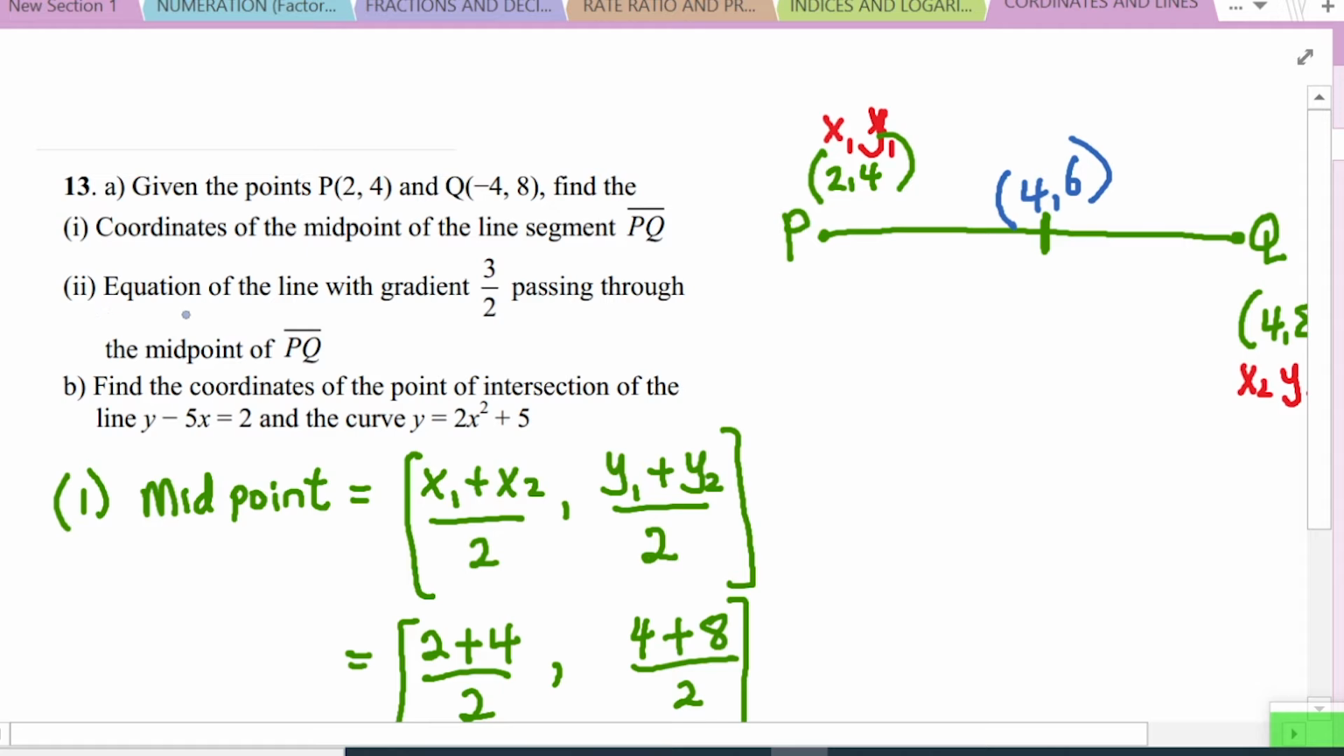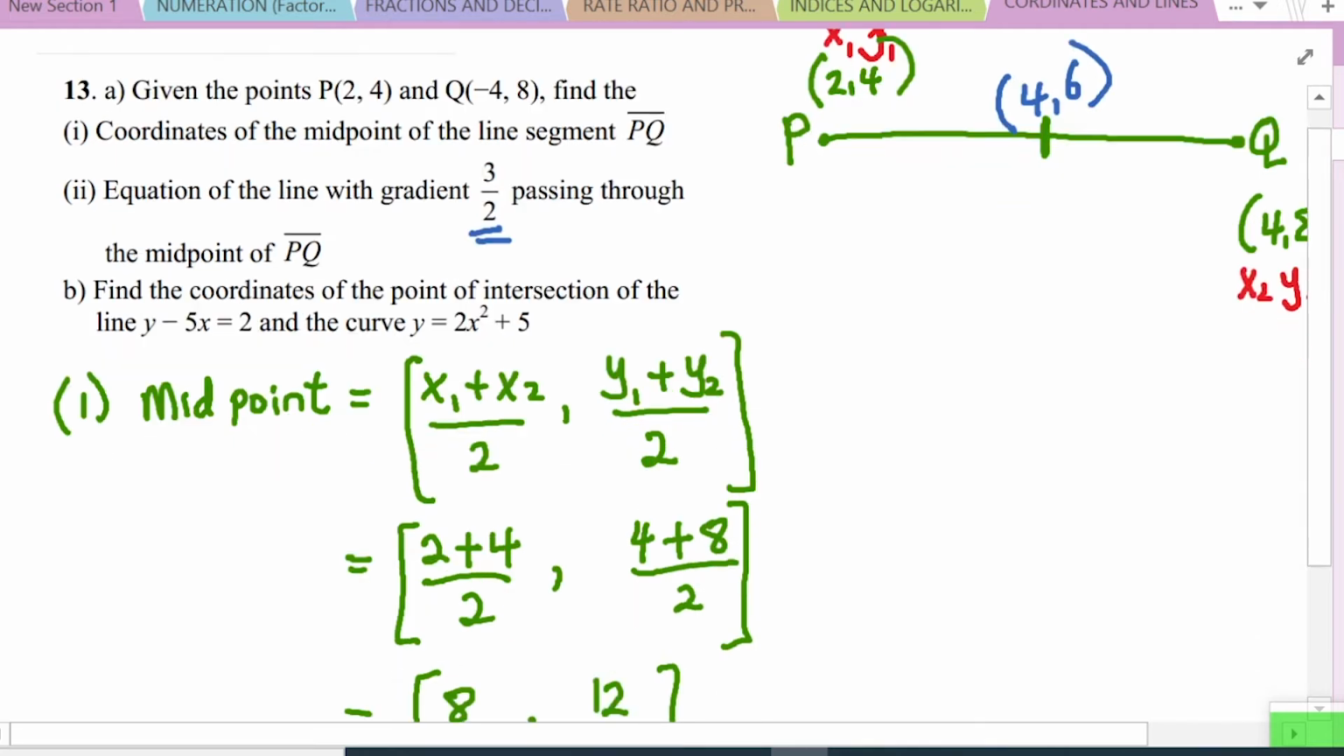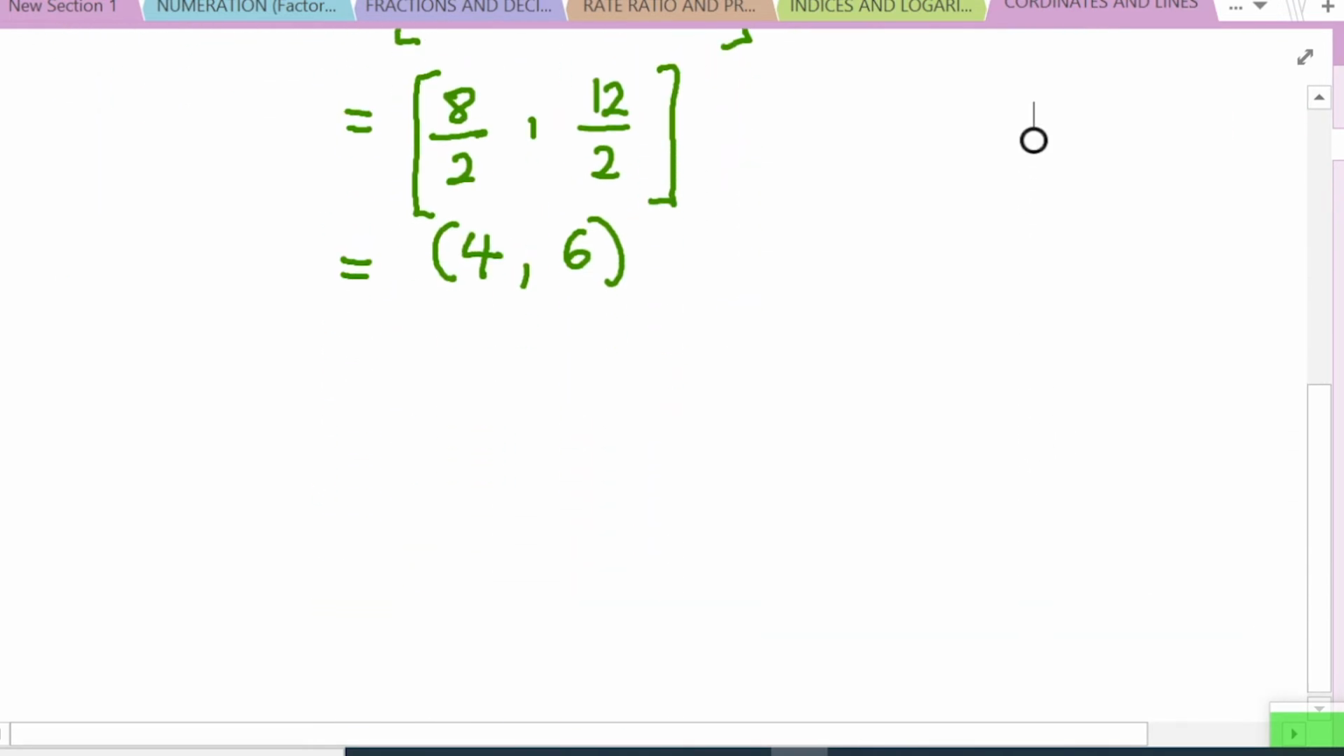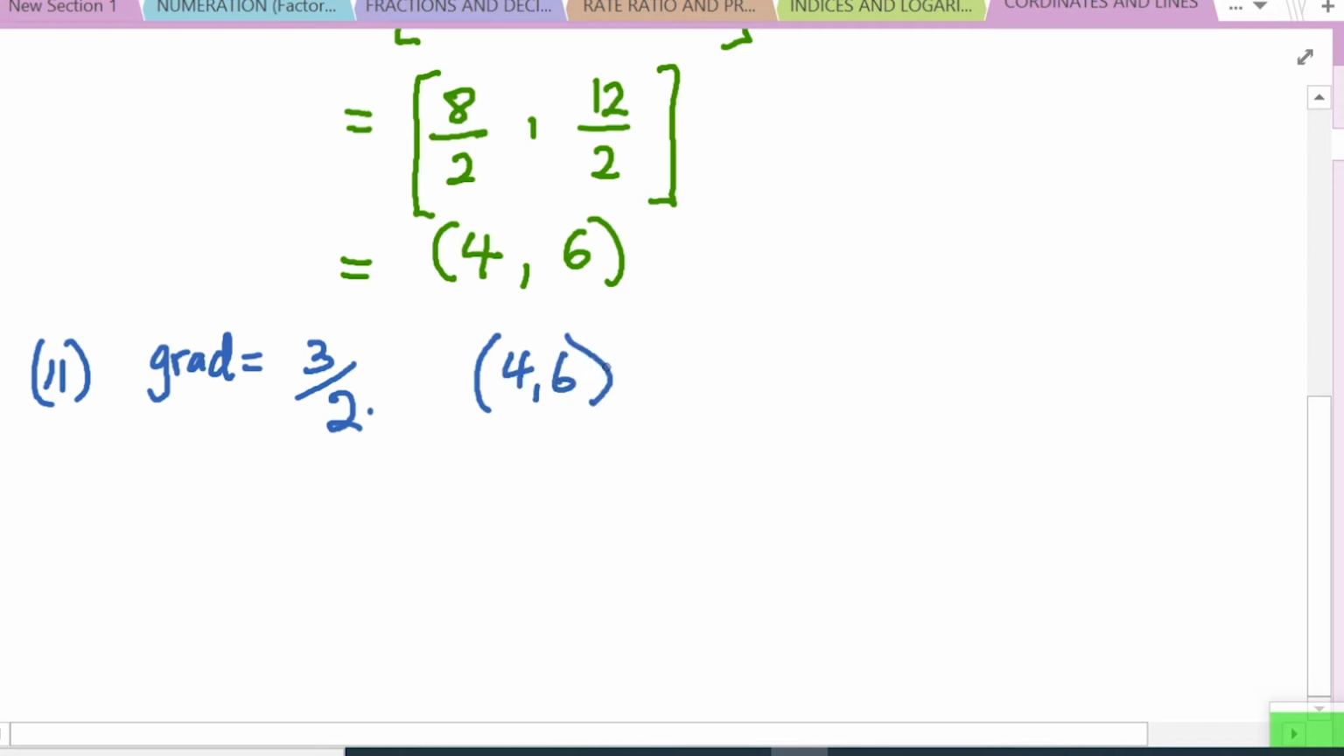Find the equation of the line with gradient 3 over 2 passing through the midpoint. This looks like our previous number. So we have the gradient is 3 over 2. We know here that the gradient is 3 over 2. The midpoint, the point where that line is passing, is 4, 6. And now we are required to find the equation of that line.